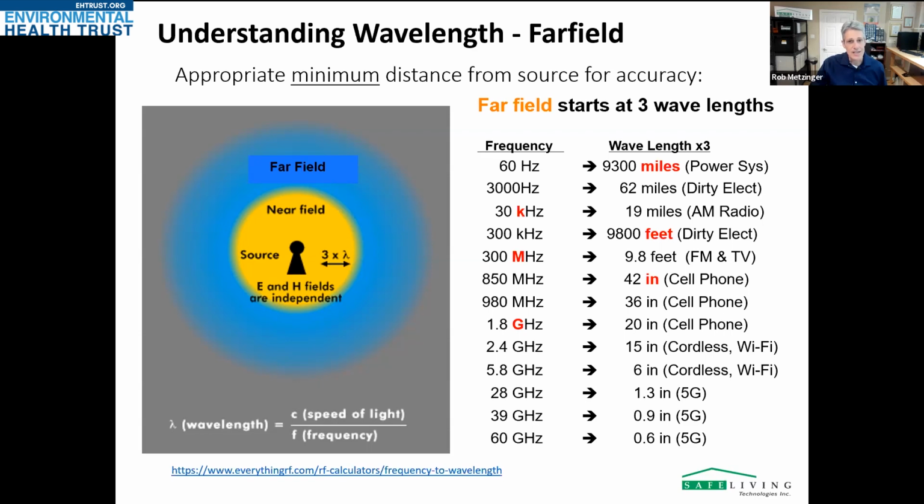Let me just get my annotate working here again. You can see 60 hertz all the way up into the kilohertz range. This is where we measure with EMF meters, and below here, this is where we start to measure with RF meters. So, a 300 megahertz wave, the far field is around, say, about 10 feet, and as we get to 850, it's around 42 inches. Then we get to 1.8 or 2.4 gig, it's about 15 inches.